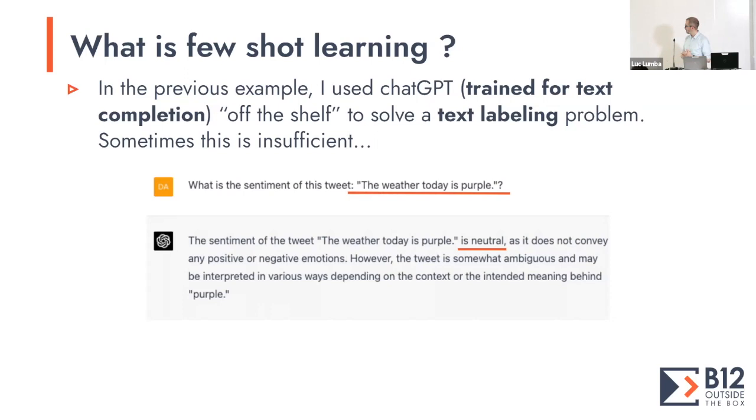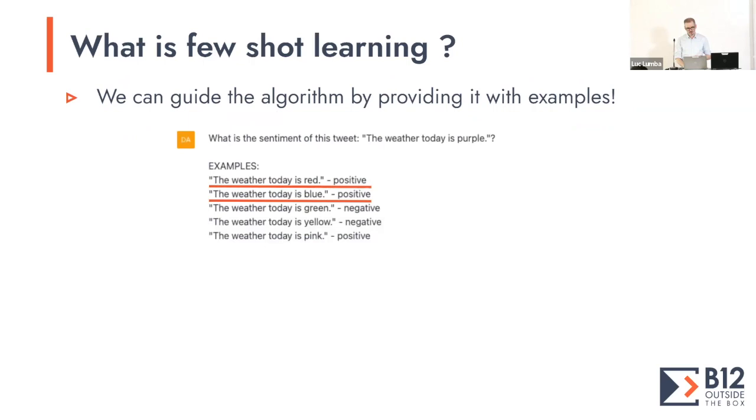The example of when this doesn't work is when we don't have enough context for the algorithm to do its job properly. I asked ChatGPT to give me the sentiment of the tweet, "The weather today is purple." And a bit surprisingly, what it said was, well, the sentiment is neutral, because essentially I don't know what purple means in this context. So I'm going to say it's neutral. And that's fine.